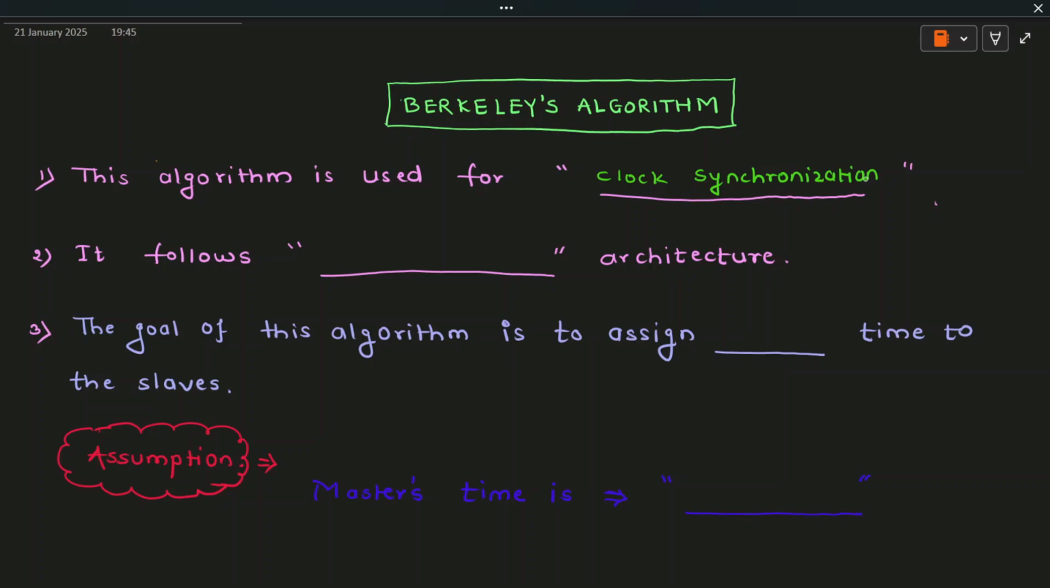It follows master-slave architecture. So there is one master and multiple slaves can be there. Here the master requests the slaves for their timings, and then accordingly it tries to find out the adjusted timing. The goal of the algorithm is to assign correct timing to the slaves.